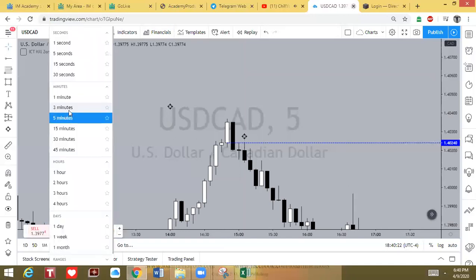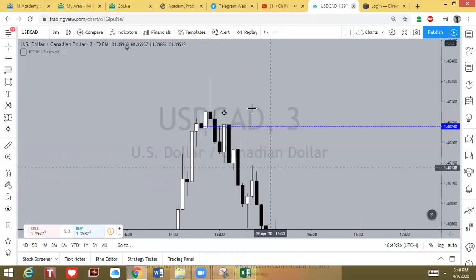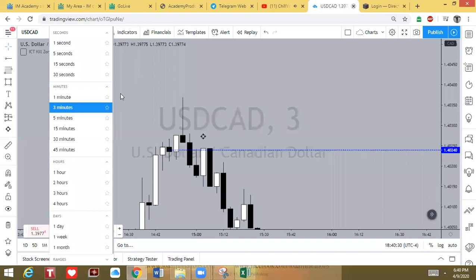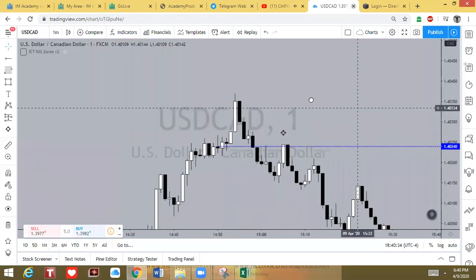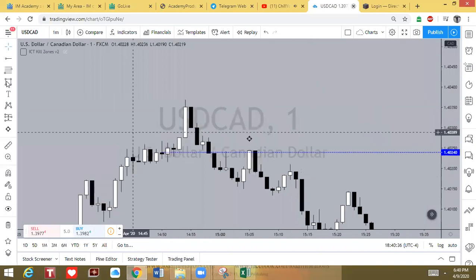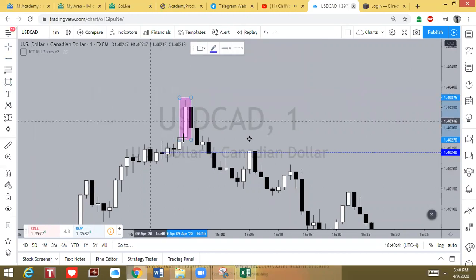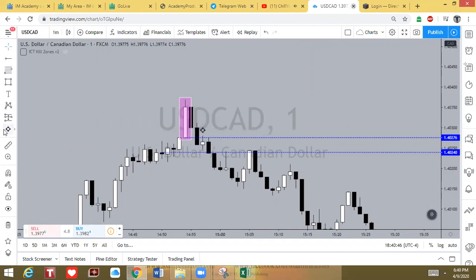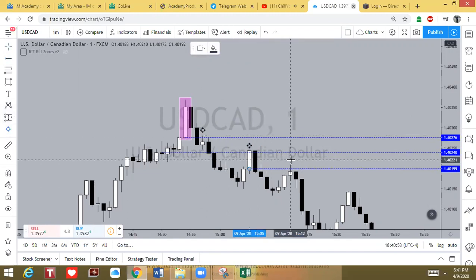I can literally break it down to a smaller time frame. Look, last up. This is probably even cleaner. Let me go to the minute. Look. Possible sell entry there. Possible sell entry there. Possible sell entry there.